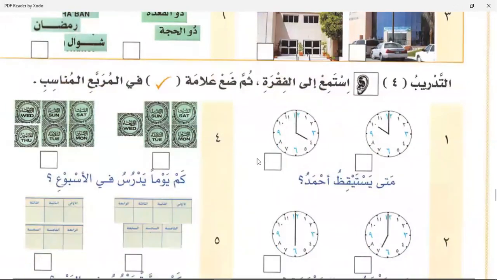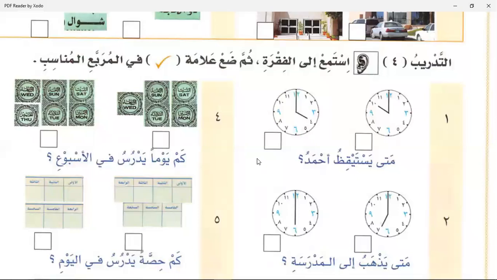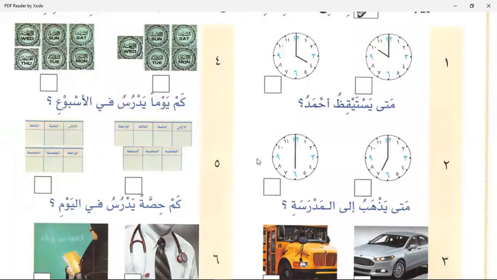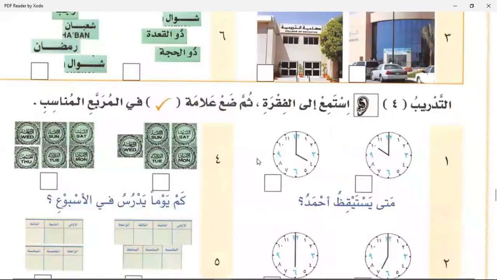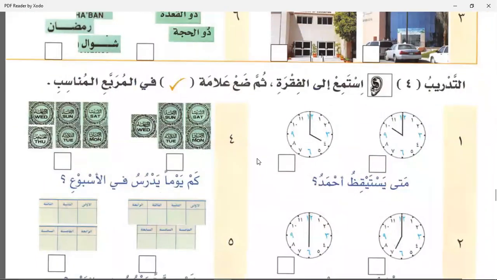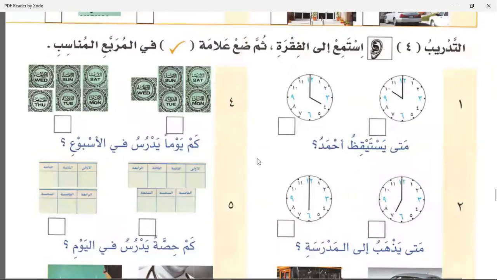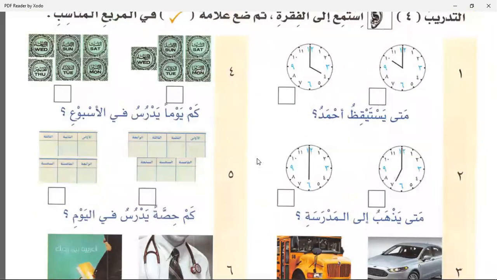Next, التدريب الرابع, استمع إلى الفقرة. Listen to the paragraph, ثم ضع علامة الصحيح. Then put the check mark in the appropriate box. So this is a paragraph. I will upload the audio of this paragraph in the homework in Google Classroom. You will listen to the audio and then you will put the check mark on it, okay? If anyone has any questions, you can ask me. I will upload the video of this paragraph, inshallah.